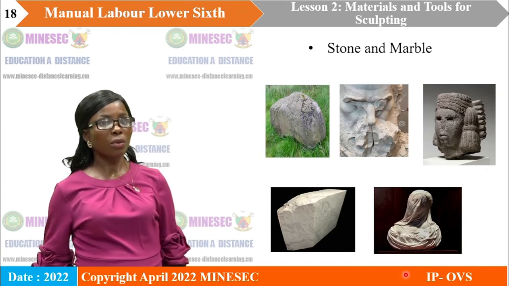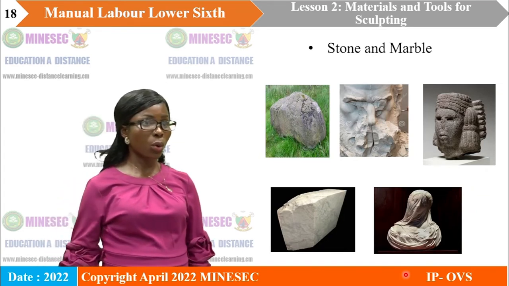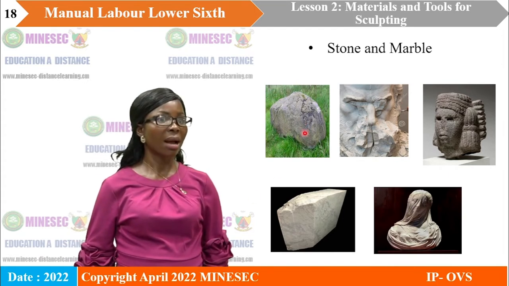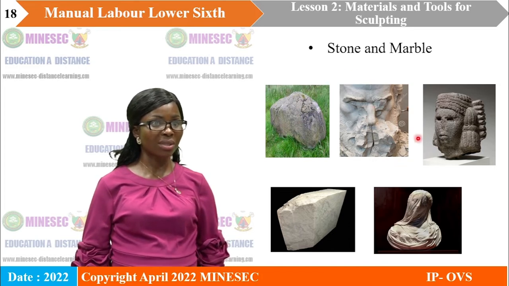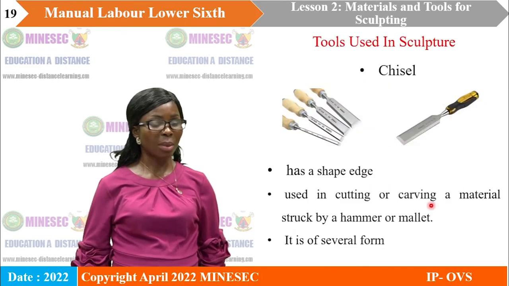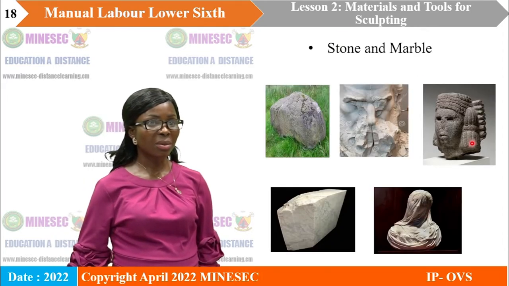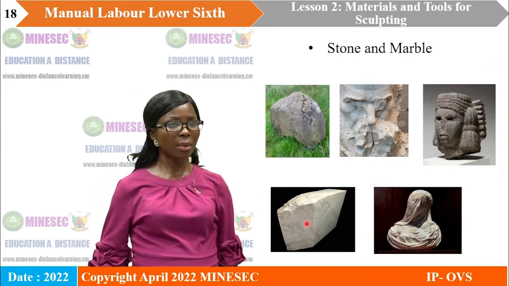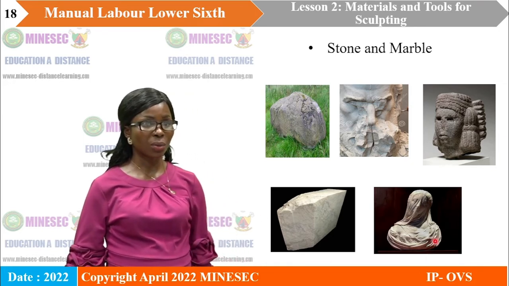We move to another continuation of materials used in sculpting. Stone and marble. These are hard rocks that have been carved out. See how it's being carved out to produce the head of a human. And this other one too, it has been used to carve out this head, like the head of a lady. This one down is the marble. Marble has been used to carve out another statue of this nature.